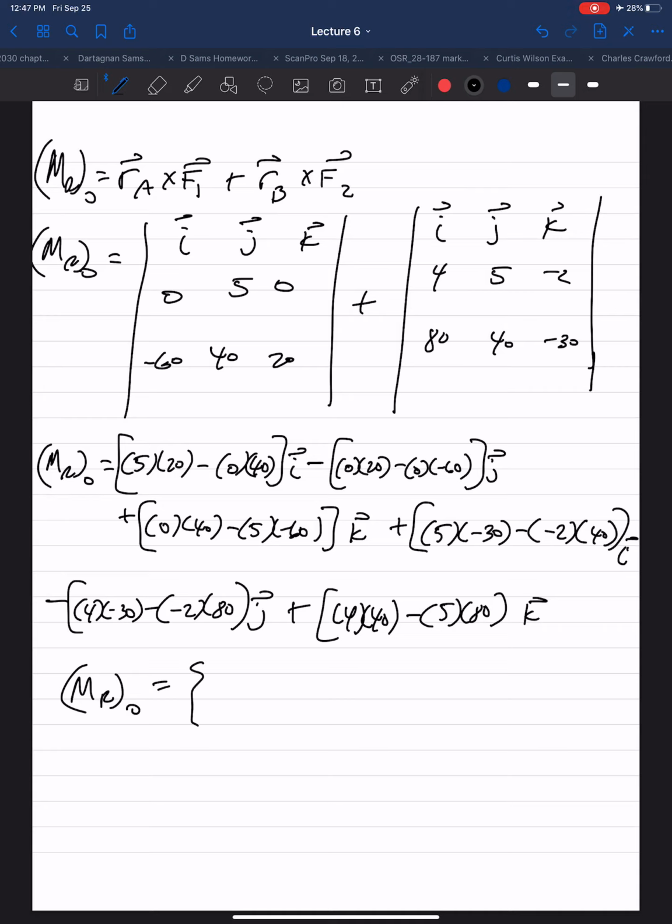Doing the math, simplifying it out, you get the resultant moment that's caused by forces F1 and F2 about point O is 30I minus 40J plus 60K pound force feet.